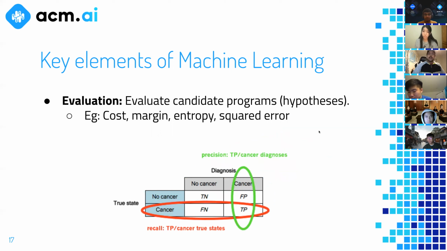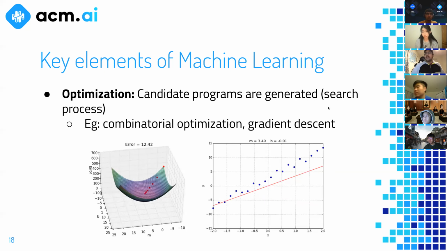Another key element of machine learning is evaluation. We would evaluate candidate programs or our hypotheses based on our cost, margin, entropy, or squared error. These are all types of cost functions, or forms of evaluation. We could also use evaluation metrics. The popular ones listed here are precision and recall, and a popular metric that uses both of these is called the F1 score. I don't know if this was covered, but it's a popular metric. So that's one way to evaluate.